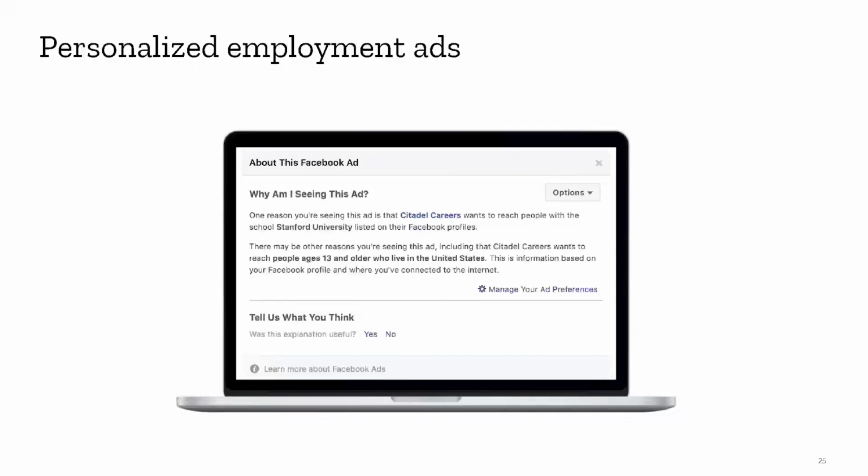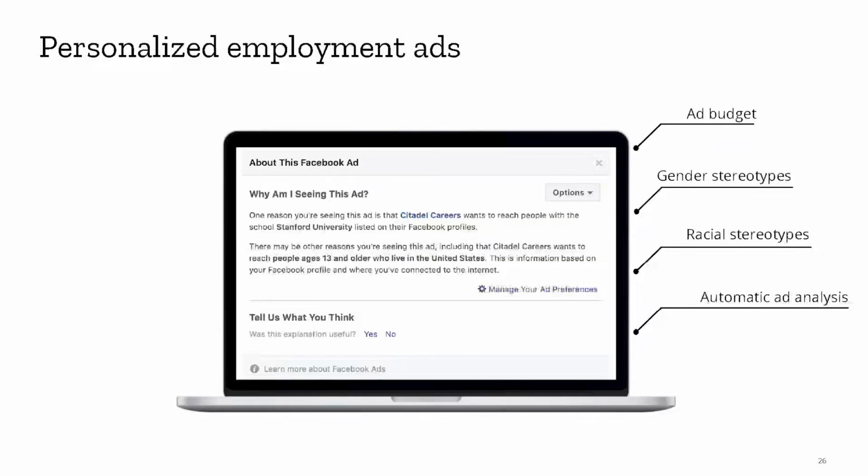Whenever you see an ad on Facebook, you can click on the 3 dots on the top right-hand corner and ask Facebook to give you an explanation of why you're seeing this particular ad. And it will give you an explanation like this, listing the reasons why I'm seeing this ad. But researchers have also found that there are a lot of reasons that Facebook is not providing us. Some of these reasons include the budget of the ad, your gender, your race, and automatic ad analysis.